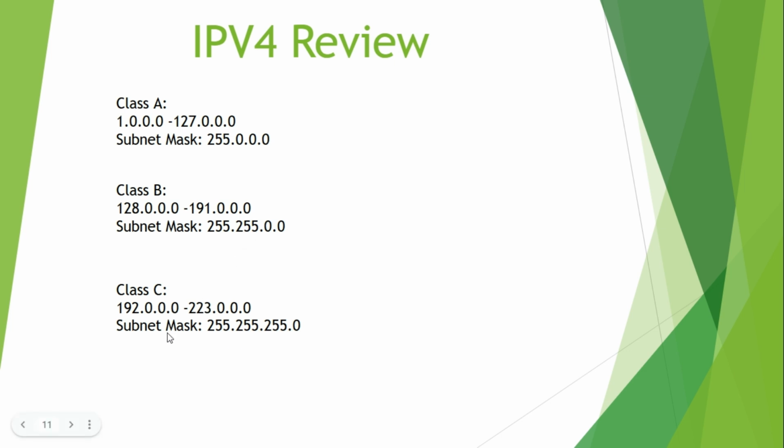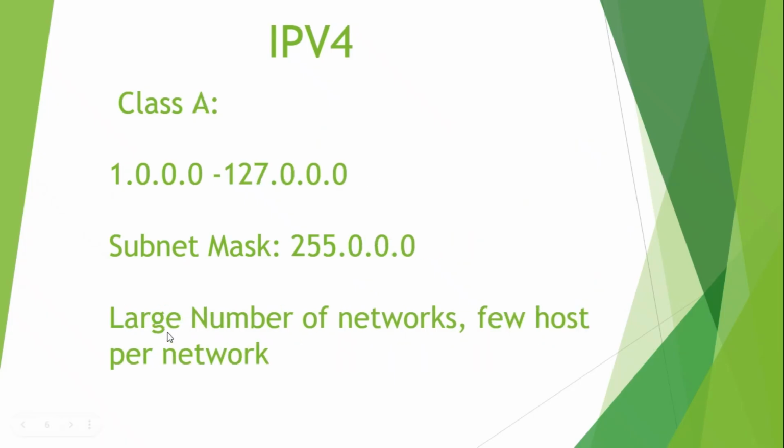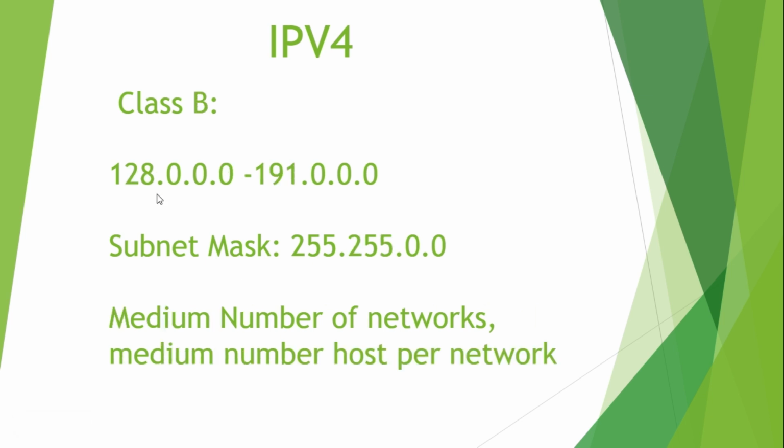The subnet mask, what's the subnet mask again? That's the network divider. It lets you know which part of the IP address is for the network and which part is for the host. So this lets you know, class A, 1.0.0.0 all the way to 127.0.0.0 subnet mask. This is best for a large number of networks, few hosts per network. Class B, 128 through 191 on the first octet. The subnet mask is 255.255, that's the default subnet mask, .0.0. This is best for a medium number of networks, medium number of hosts per network.